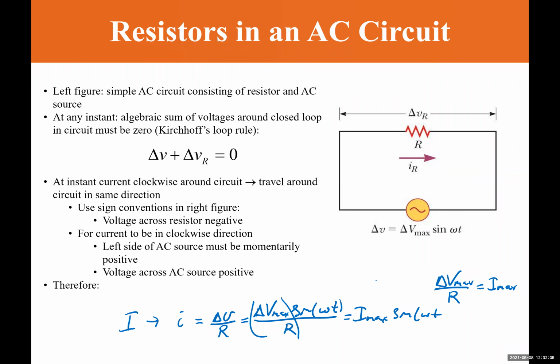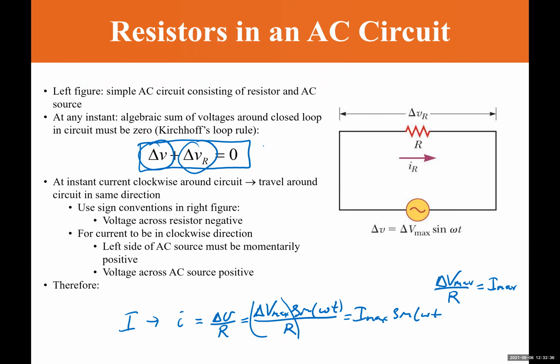All right, so here what we can write down is Kirchhoff's loop rule for this circuit, which has just two devices in your circuit, the power source and the resistor. So you have the changing potential for the power source plus the changing potential across the resistor. Add them together, you get zero. That's Kirchhoff's loop rule, where the sum of the potential differences is equal to zero.